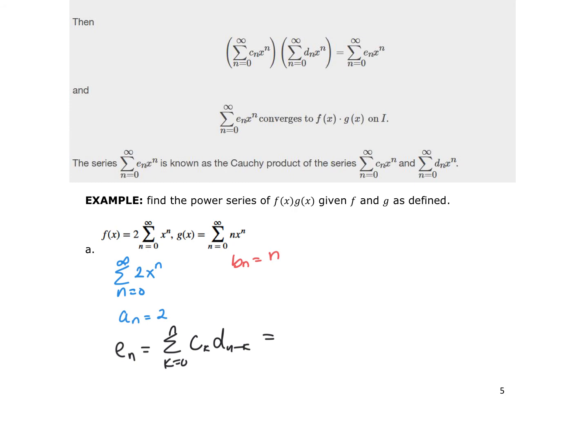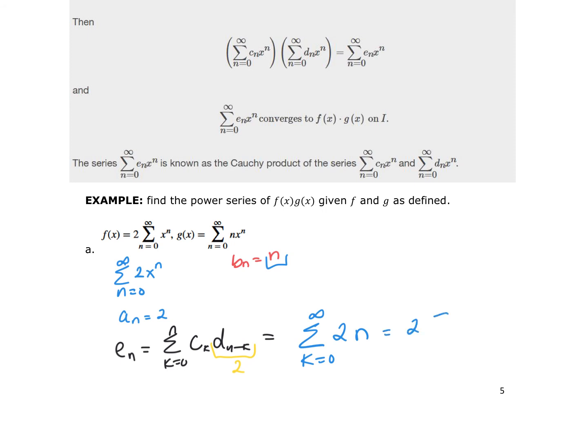Well, if I look at my a sub n, it's going to be the same no matter what I'm doing. So this is going to be 2. I'm going to choose that one to be the d sub k. And then that means my c sub k is just going to be n. So this is going to be the summation of k equals 0 to n of 2 times n.